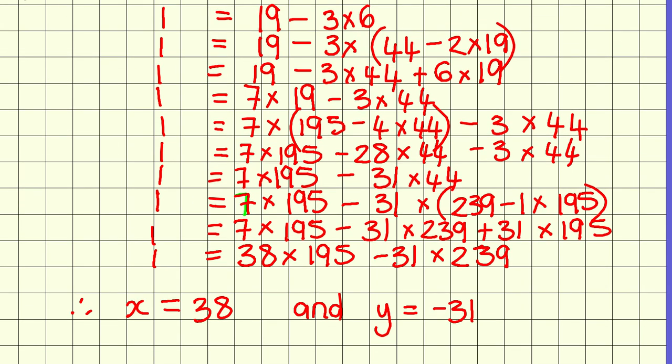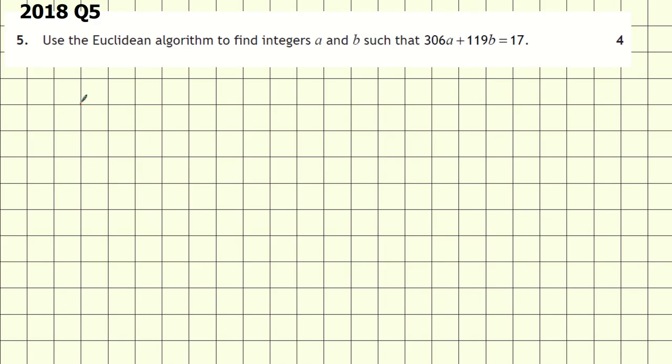Right, let's start doing a past paper question. All the past paper questions are laid out the exact same way, and they always say to you, use the Euclidean algorithm. So this is the 2018 past paper. You use a Euclidean algorithm to find integers a and b such that, and so on. Happy days. Let's get started.